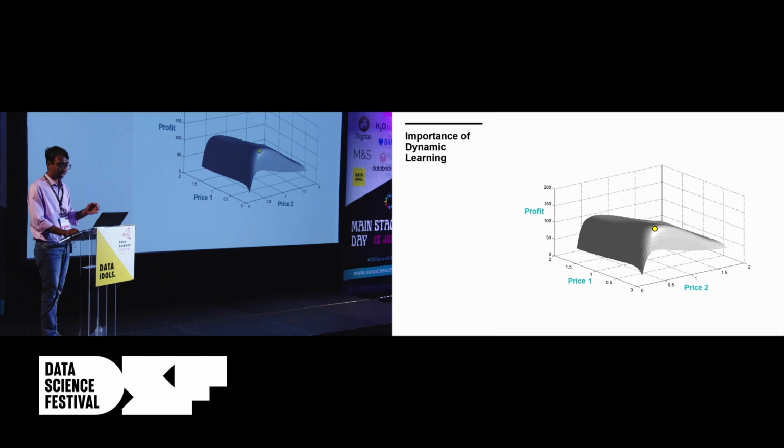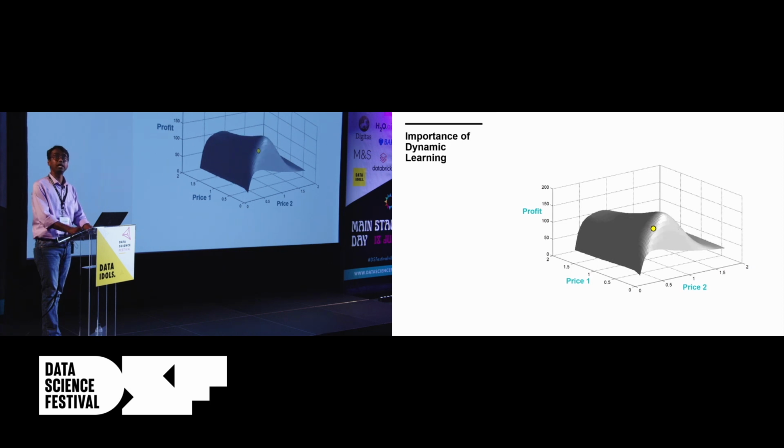As before, we are assuming we only have two products in the category, and again they are shown by these two axes, the price of the products, and the profit chart is shown by this gray shaded area. Now this yellow dot is showing the current optimum point where you would achieve the maximum profit based on the price of these two products.